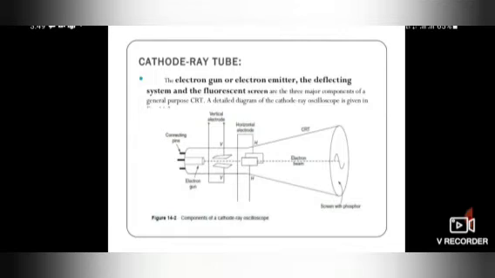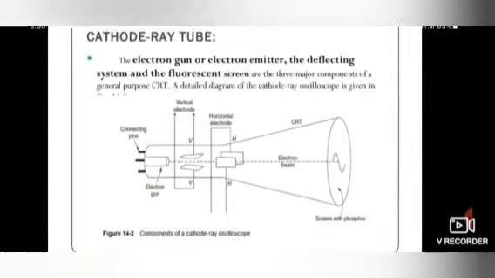Then cathode ray tube, it is the main part of the CRO. The electron gun or electron emitter, the deflecting system and the fluorescent screen are the three major components of a general purpose CRT. A detailed diagram of the cathode ray oscilloscope is given.